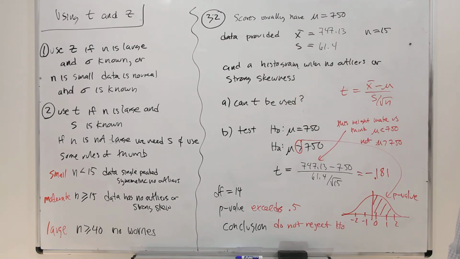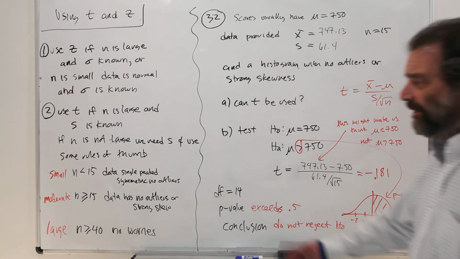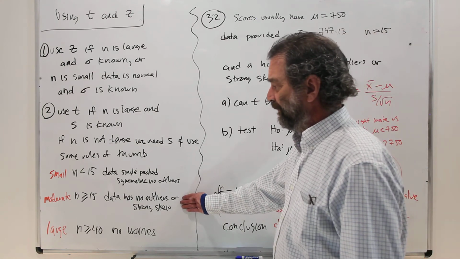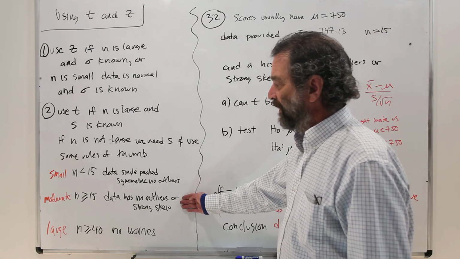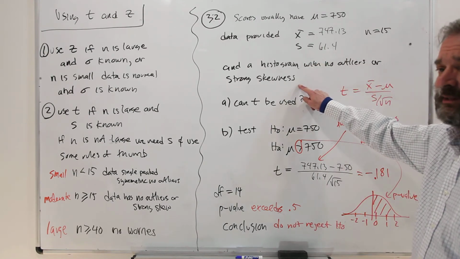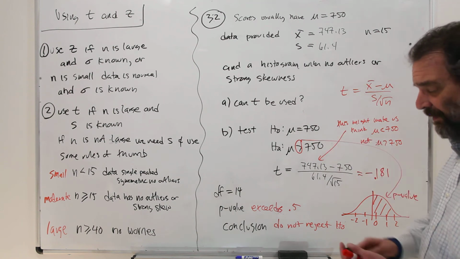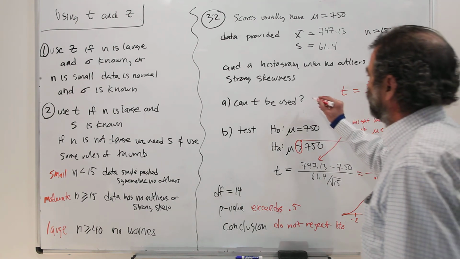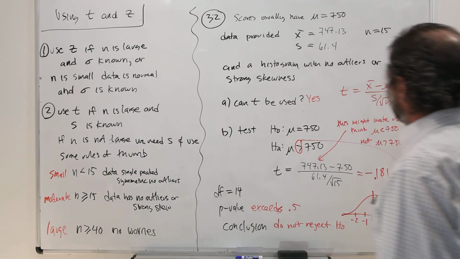Here's the first one, number 32. Scores usually have a mean of 750. From the data provided, I got x bar was 747.13 and S was 61.4. I hope I did it right. N was 15, so this is a moderate sample size. We want to make sure the data has no outliers or strong skewness, and the histogram shows no outliers or strong skewness. The question is, can T be used? Yes.